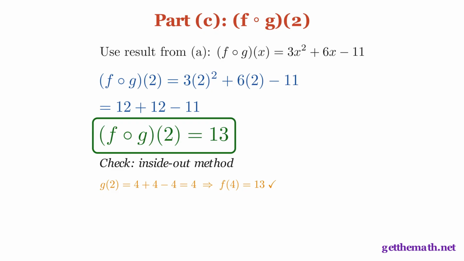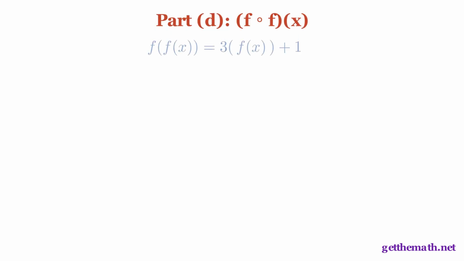Alternatively, find g of 2 first. 4 plus 4 minus 4 equals 4. Then f of 4, 3 times 4 plus 1 equals 13. Same answer. Part D, find f composed with f of x.